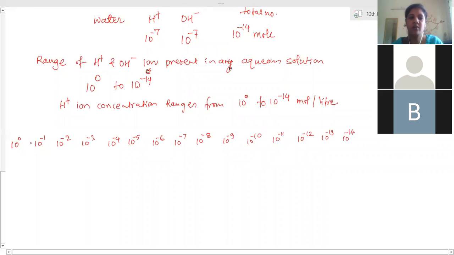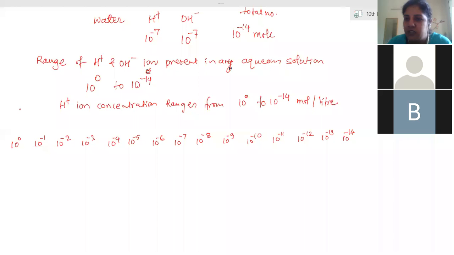Now tell me, when we compare 10 to the power 0 and 10 to the power minus 1, this is the possibility of H plus ion concentration in any solution. If one solution has 10 to the power 0 and one solution has 10 to the power minus 1, which one has more number of H plus ions? 10 to the power 0.